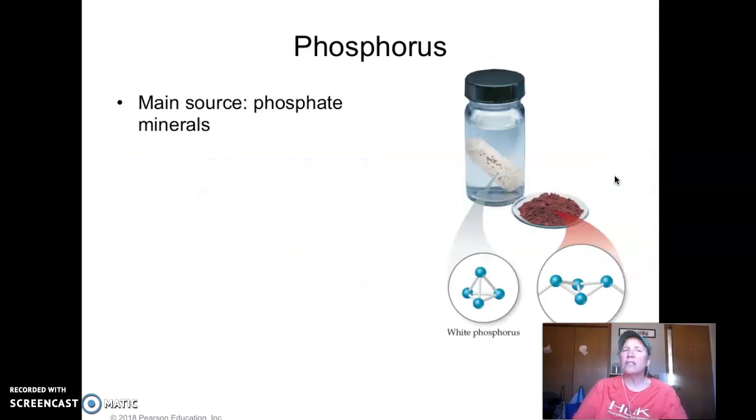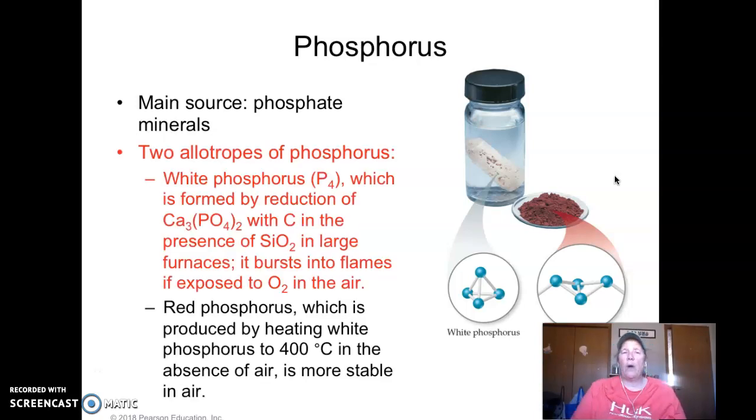Okay, phosphorus, the main source of phosphorus comes from minerals. There's 2 types of phosphorus. There's white phosphorus and there's red phosphorus. Okay, the white phosphorus is P4, so 4 phosphorus together. It's formed by taking calcium phosphate and carbon, and you go through a reaction again with silicon dioxide. They use it in furnaces. It can burst into flames if exposed to oxygen, so it can be very, very, very explosive.